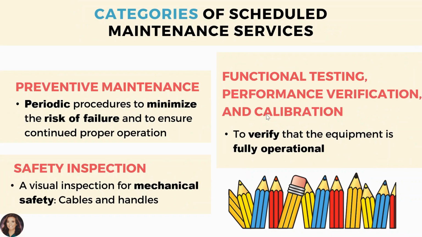Alright, lastly, this is the last slide. There are categories of a scheduled maintenance service. It's important that we maintain our machines just to make sure they're still okay and won't break down anytime we use them. So, we have what is called PM or preventive maintenance, safety inspection, and lastly, functional testing and calibration. Let's start with the first one.